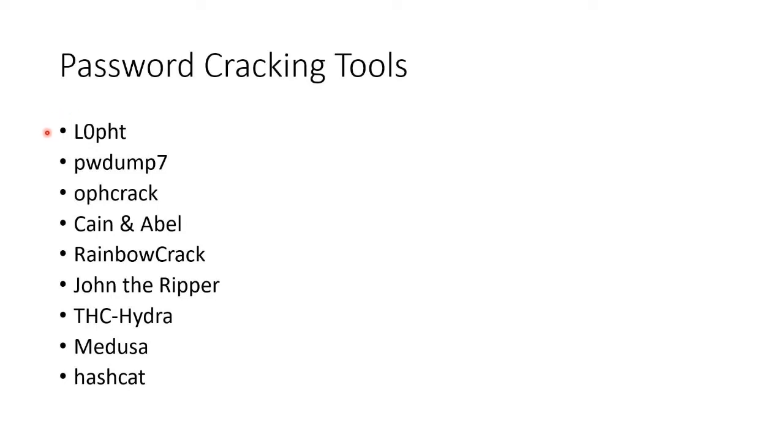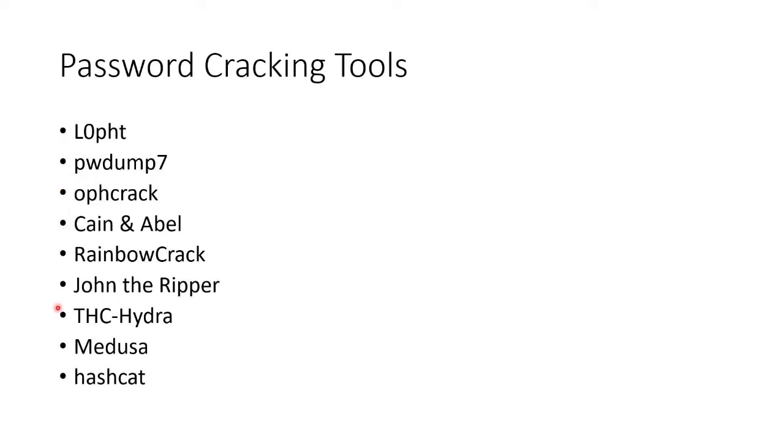Most of them, well, all of these in fact, will work against whatever password list you hand them. There's Loft, there's pwdump7, which is a command line tool. Loft has a nice GUI interface. There's offcrack for rainbow tables, and rainbow crack also. There's Cain and Abel, which will intercept logins and crack them, as well as crack hashes that you dump. John the Ripper, a very fast password cracker.